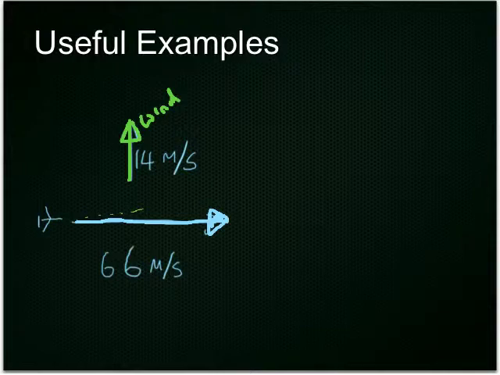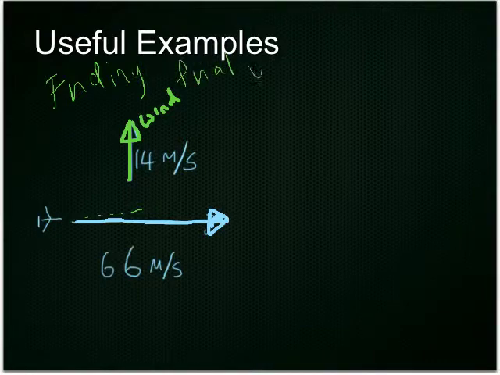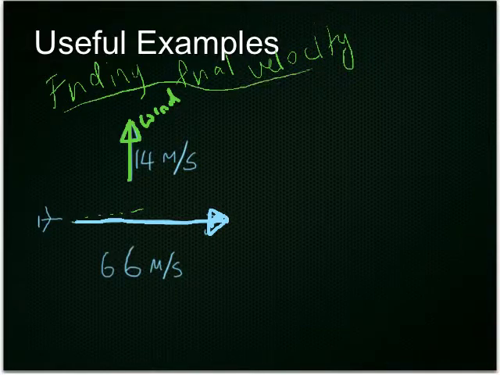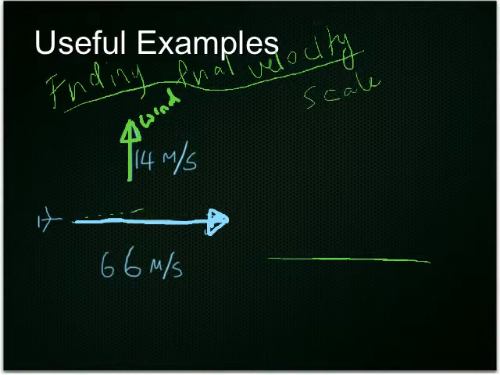So what you're going to do is you can draw. So we're finding the final velocity or actual velocity. Now, what we're going to do is add the two vectors together. So you could actually first put in a scale. So in this case, we're going to have 1 centimeter equals 10 newtons. So we're going to draw a vector that is 6.6 centimeters long.